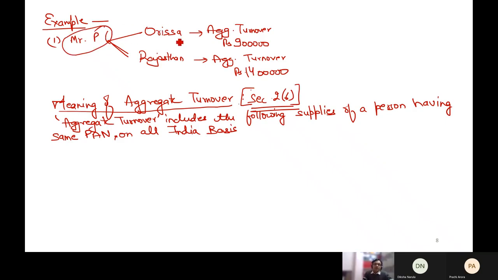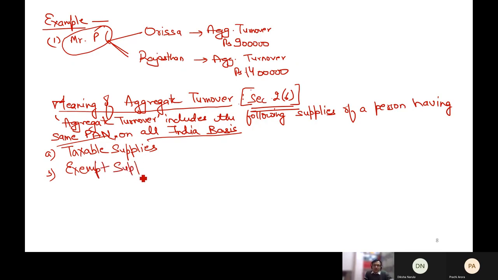So aggregate turnover includes Mr. P's total supplies, as it is mentioned, on an all India basis and having the same PAN. So Mr. P is having the same PAN number. So with supply, it will be all taxable supplies of this person on all India basis. All exempt supplies, the products on which there is no GST, still that is turnover. GST is a different thing, but that is a part of your sale.